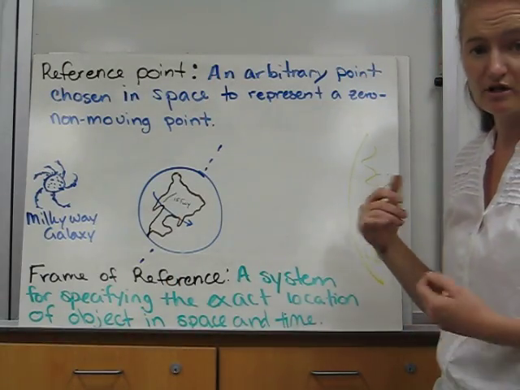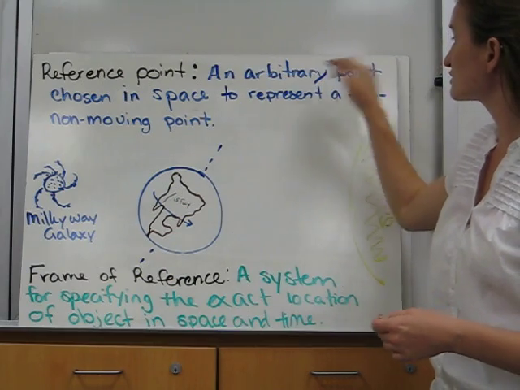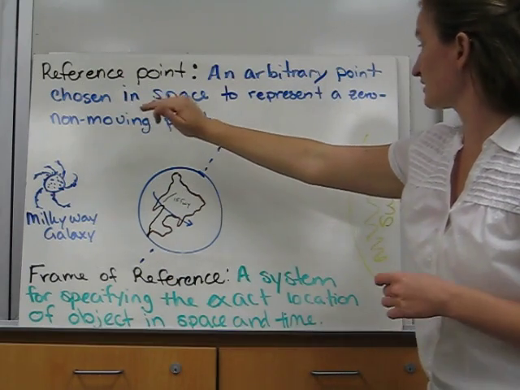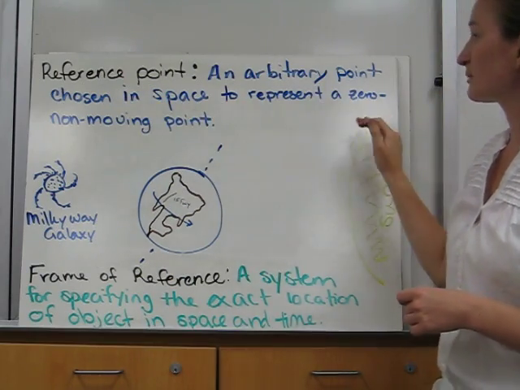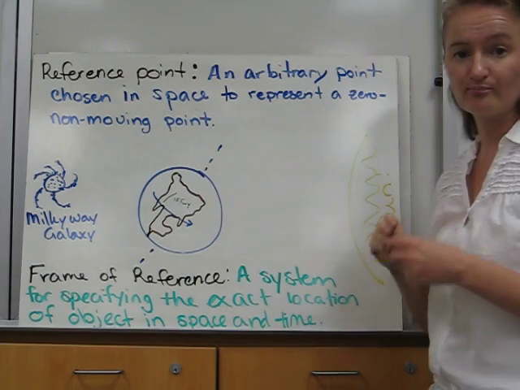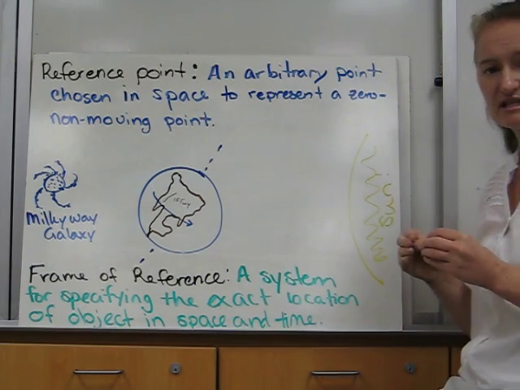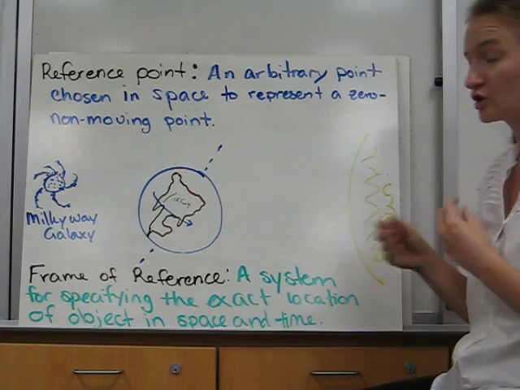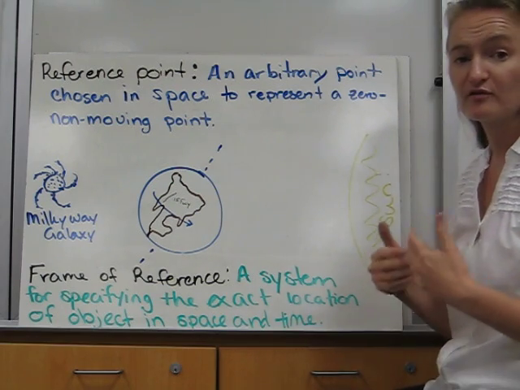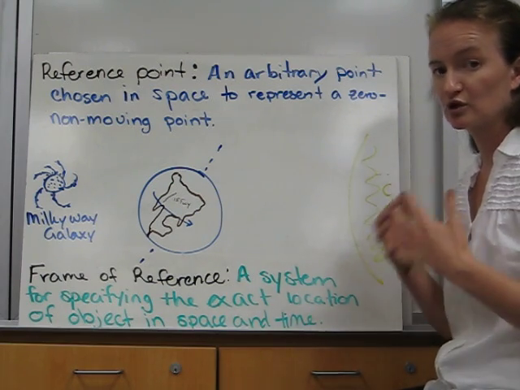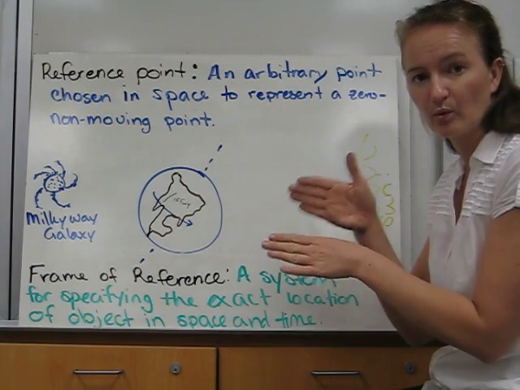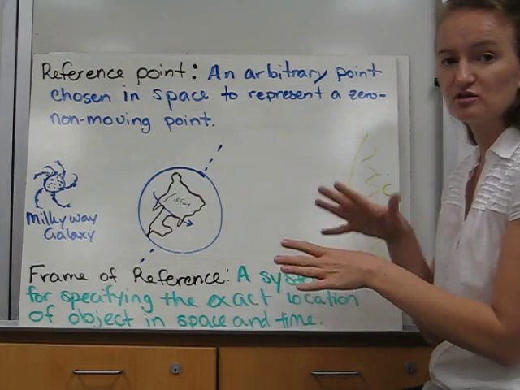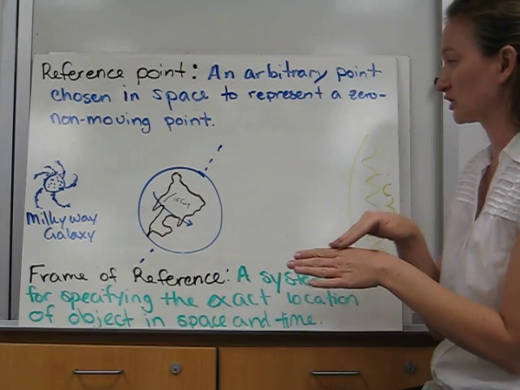Reference point. We talked a little bit about this today in class. A reference point is an arbitrary point chosen in space to represent a zero non-moving point. That point is basically the 0 point. Everything else around there could possibly be moving, but for the sake of your particular experiment or your study, you're saying that's basically the point you're focused on, and everything else is moving relative to that particular point.